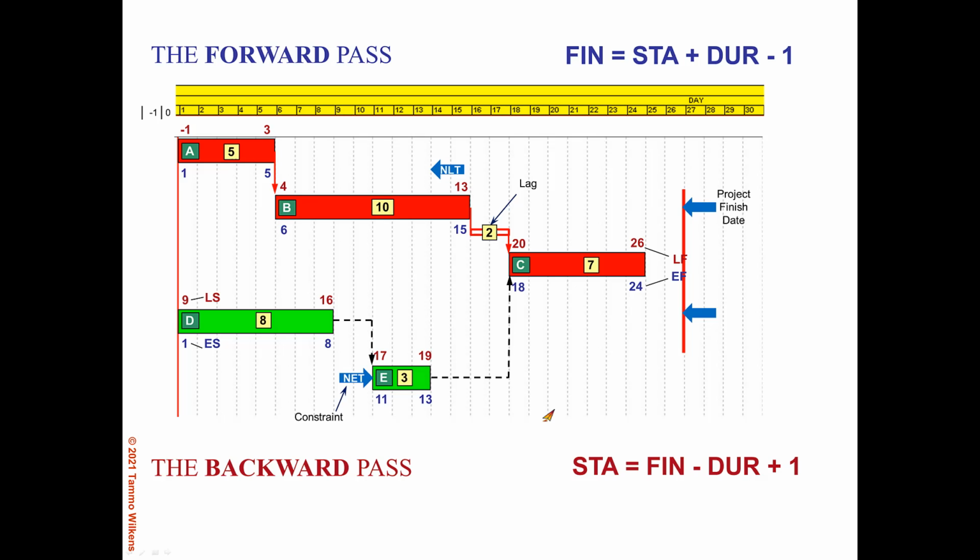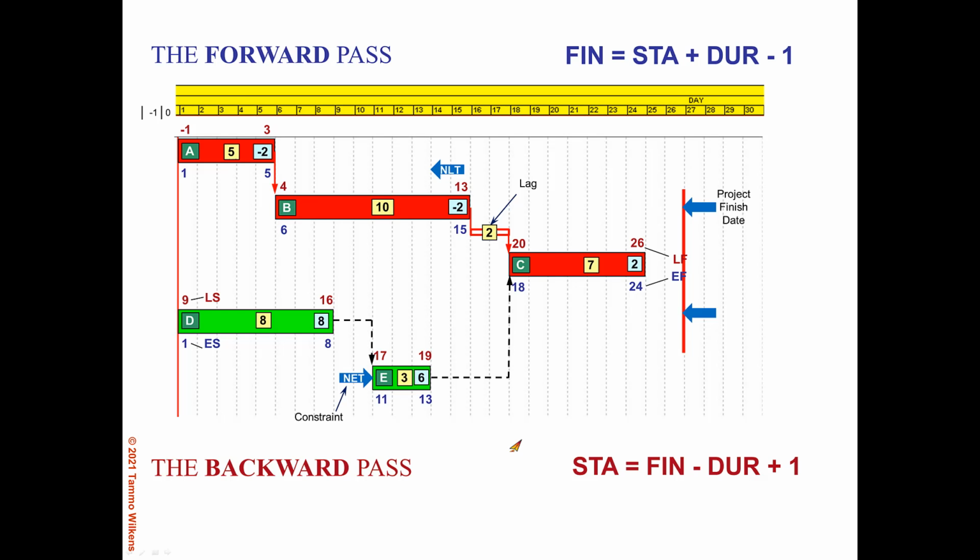The green path down below, now E can finish as late as day 19, the day before C starts. And so it would need to start on day 17. And activity D can finish as late as day 16. Again, the not earlier than constraint does not come into play for activity E in the backward pass. So now let's look at what happened to the float.